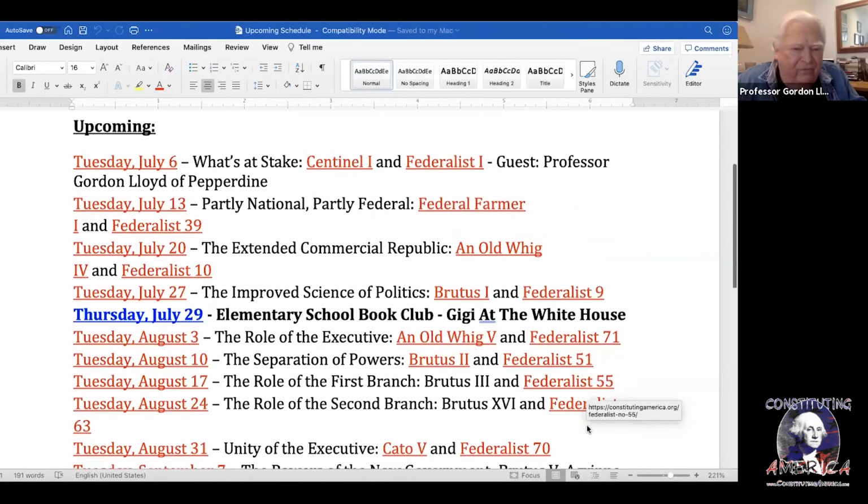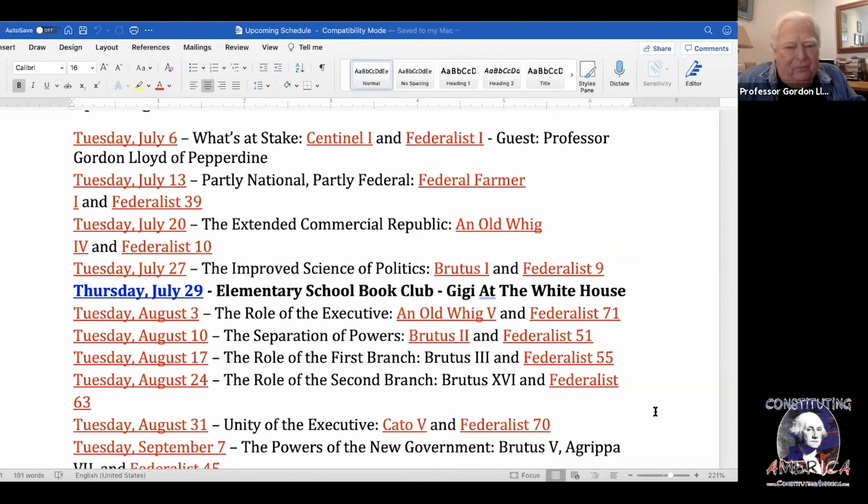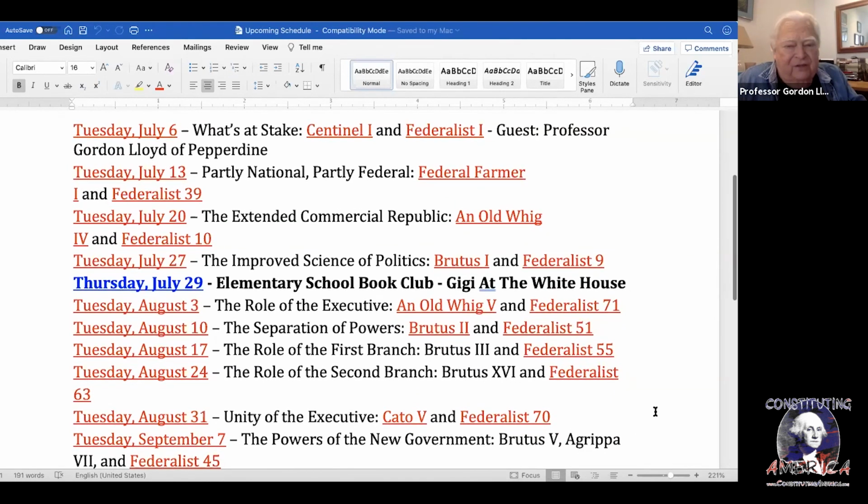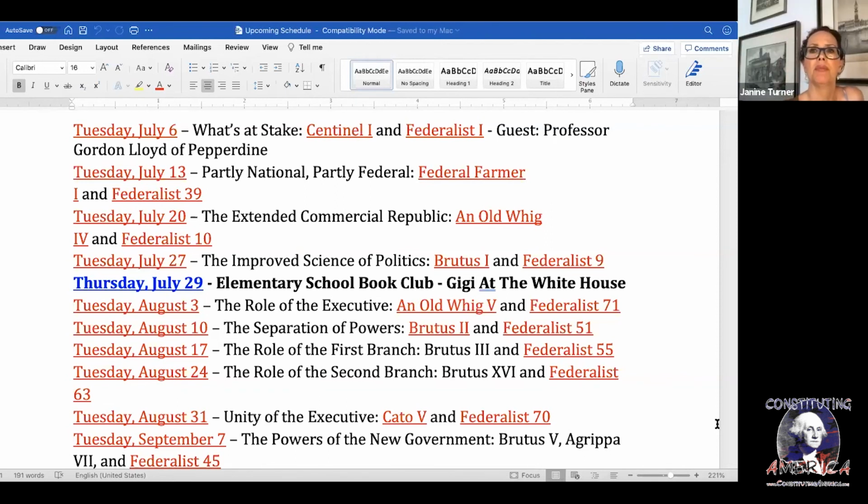I think it would probably be in Federal Farmer. Let's see, partly national, partly federal, Brutus, partly national. I think the next one, Federal Farmer 1 and Federalist 39, deals with the whole issue of the role of the states, and will the states continue to exist, and the ambiguity of the common defense and general welfare clause. Okay, that'll be awesome. And also September the 7th, Brutus 5, the powers of the new government. I think Agrippa 7, Brutus 5 would deal with it, and also Federal Farmer number 1.